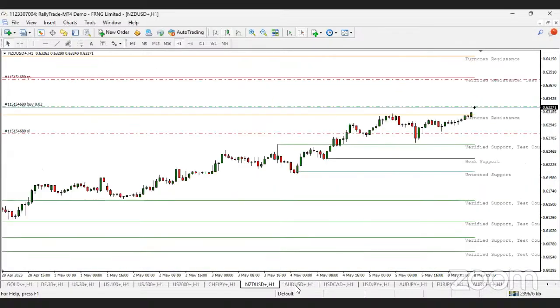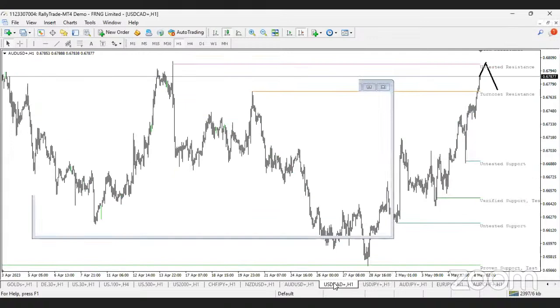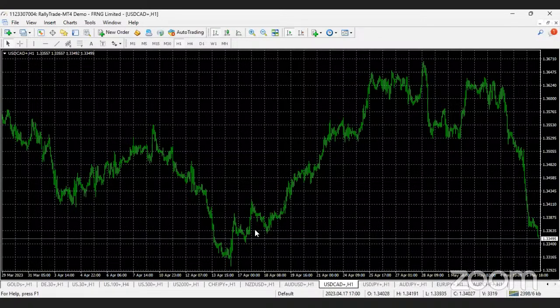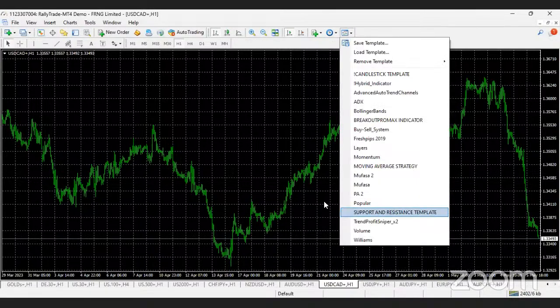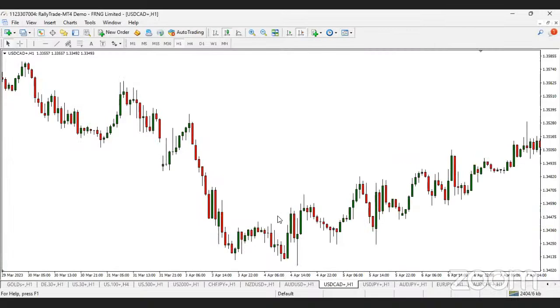Right? So let's go on. Next, someone is asking for USD JPY. Yes, we're going to get there, sir. So we are on USD CAD right now. We need to get to USD JPY.